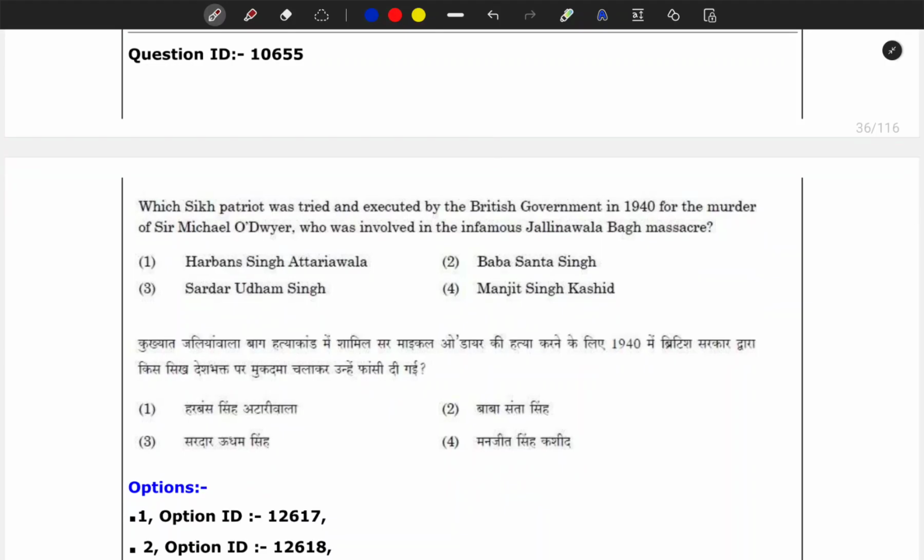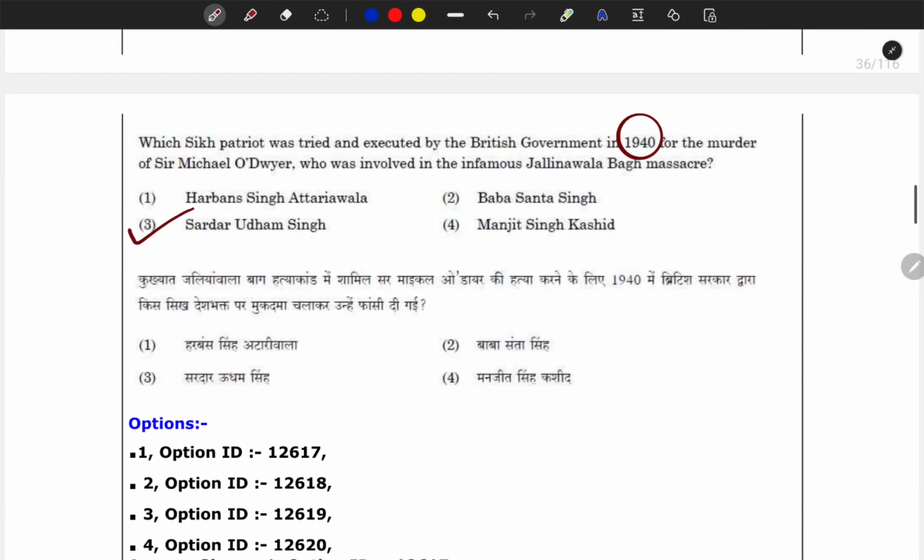Next question again is, which Sikh patriot was tried and executed by the British government in 1940? Here chronology is important. For the murder of Michael O'Dwyer, who was involved in the famous Jallianwala Bagh massacre, he went and killed him on foreign soil. The main perpetrator of that Jallianwala Bagh massacre was killed by Sardar Udham Singh. This is a very popular fact. I don't think you don't know it.